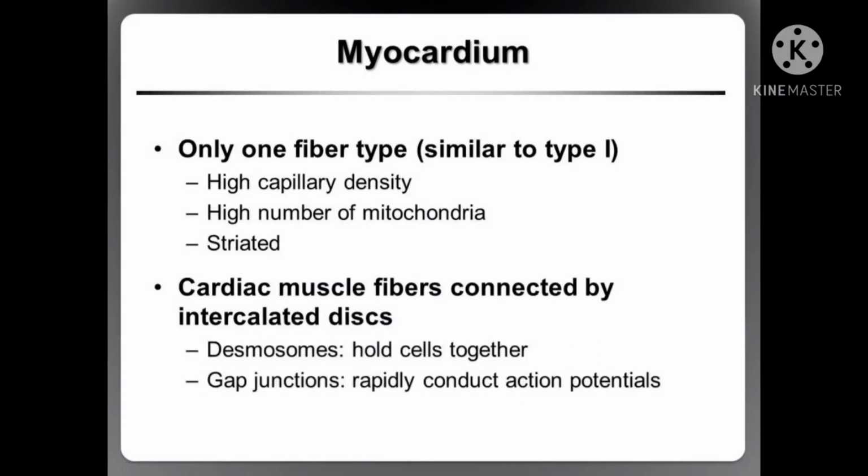Only one fiber type, similar to type 1. High capillary density, high number of mitochondria, striated. Cardiac muscle fibers are connected by intercalated discs. Desmosomes hold cells together. Gap junctions rapidly conduct action potentials.